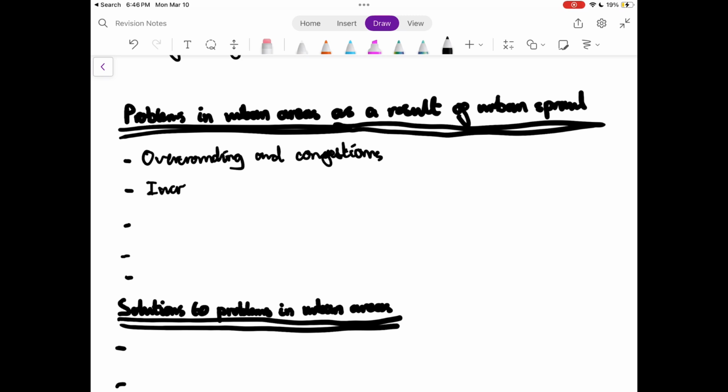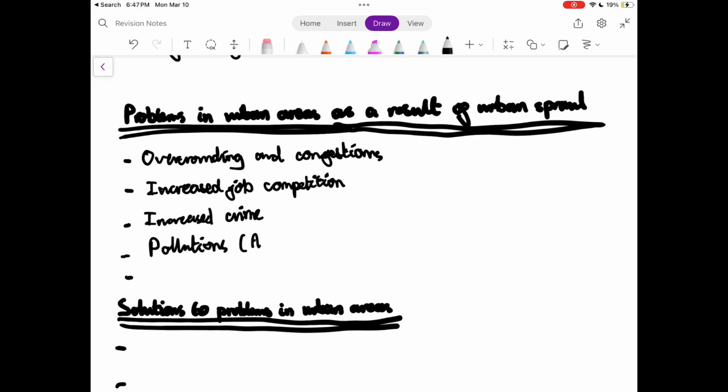There is also increased job competition, and this is because there are more people applying for the same job. This could also increase unemployment within urban areas because it's quite hard to find a job. Another factor is increased crime. This is because in urban areas there are generally more people, and therefore there may be more pickpockets or those kinds of people within the population. So this will likely increase crime. There may also be pollution levels that start to increase. This could be in the form of air, sound, or water pollution.